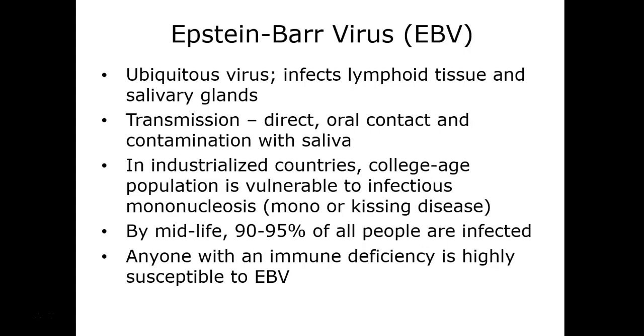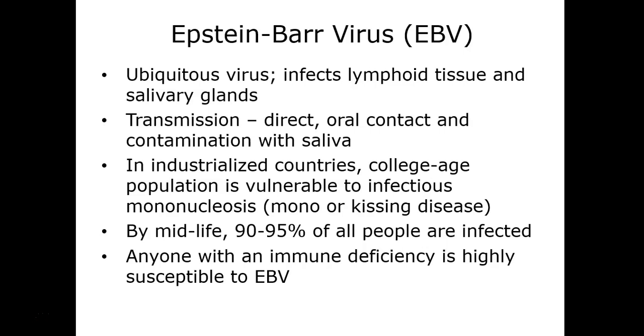So we see these a lot in the college-age population, because mono is often referred to as the kissing disease. By midlife, about 90% of all people are infected or have been infected by this. And anyone who's immunodeficient is extremely susceptible to the Epstein-Barr virus. It does have an incubation period of about 30 to 50 days in length.